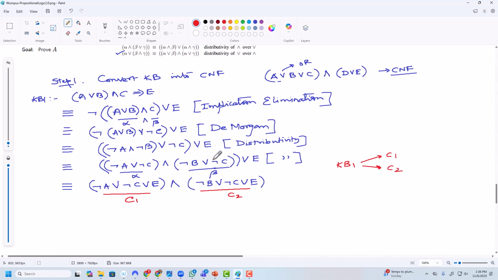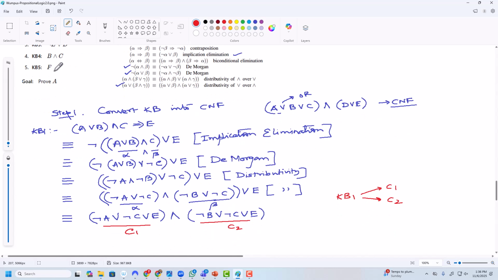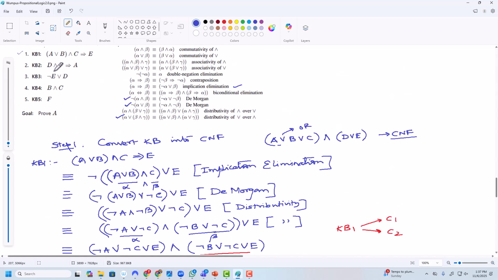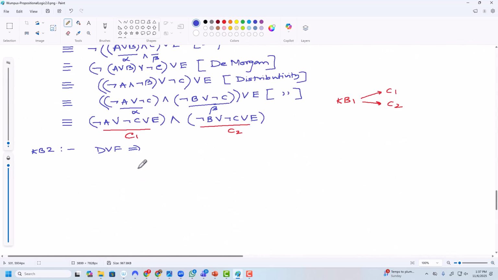Now let's see the second knowledge base sentence, which is D or F implies A. Okay, KB2, D or F. KB2 says D or F implies A. So this will change to D and F implies A. So this is like D and F implies A.